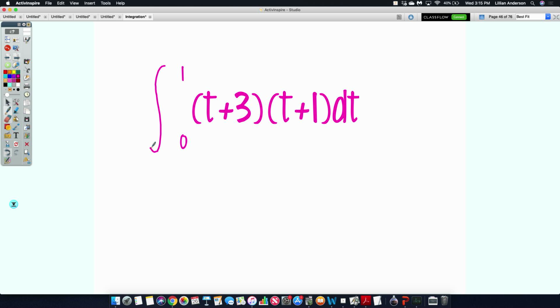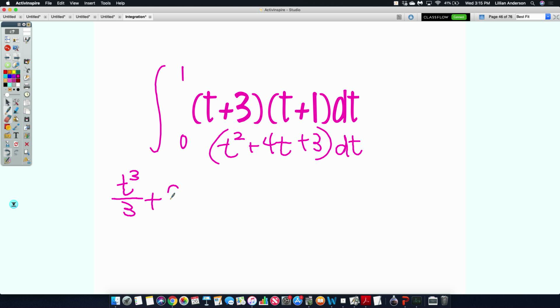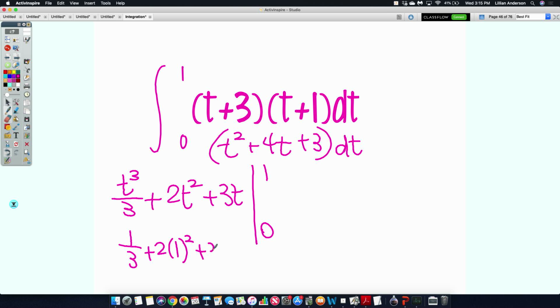What do I need to do here? Oh, FOIL. So once I FOIL, then I can take the antiderivative. What's the antiderivative of this function? t cubed over 3 plus 2t squared plus 3t. I'm going to evaluate that by plugging in which bound first? 1. And then when I plug in my lower bound, I'm going to what?